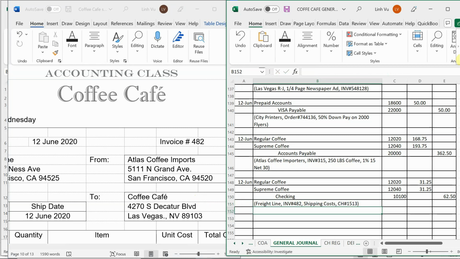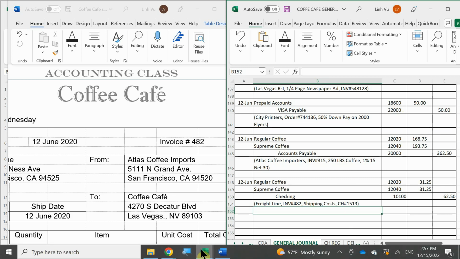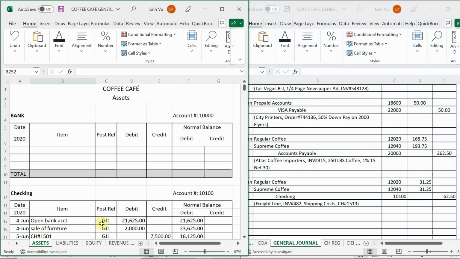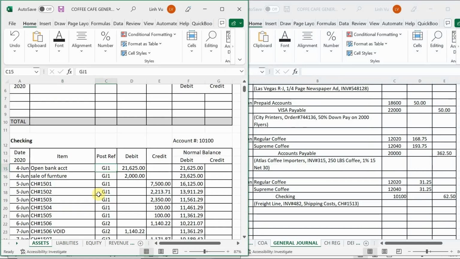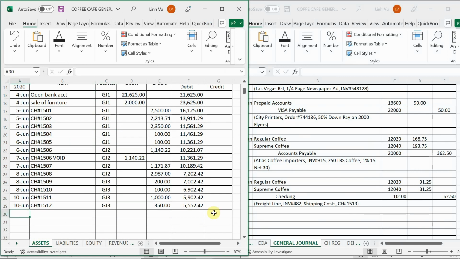Okay. So therefore, now that I have that updated and I'm ready to now post to my ledger, I can go ahead, and so I did my regular coffee and my supreme coffee, so I can go ahead and update my checking account now because this is my proof that I had a COD, right? A cash on delivery. So today is the 12th, right? We got a cash on delivery. So in this case, I wrote check number 1513. General Journal page 4 for $62.50.